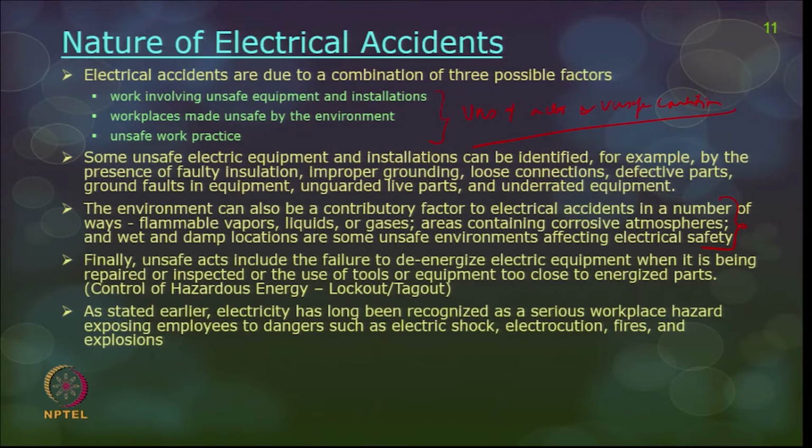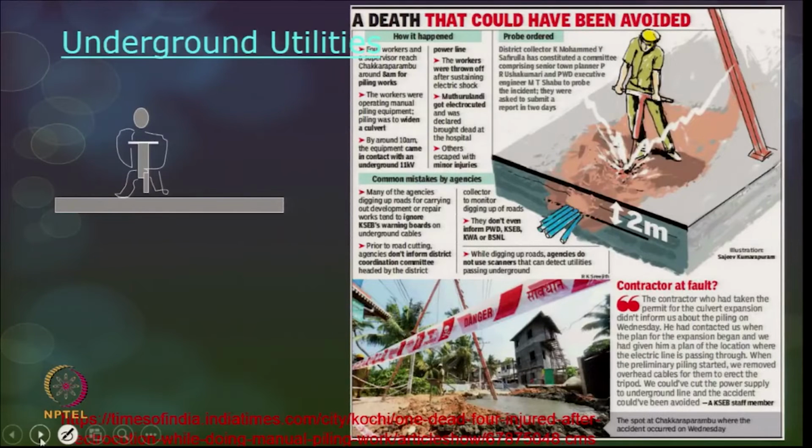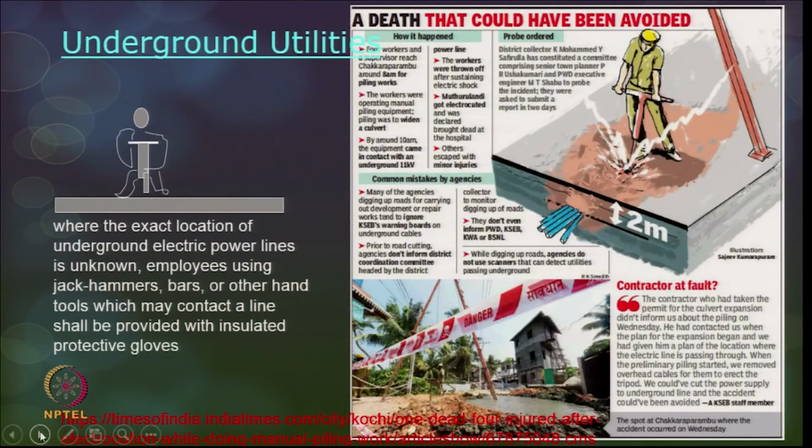Finally, unsafe acts include failure to de-energize electric equipment when it is being repaired or inspected. So, even when the circuit is on, you try to repair the equipment, or the use of tools or equipment too close to energized parts, all these can happen. Electricity has been recognized as a serious workplace hazard, exposing employees to dangers like electric shock, electrocution, fire and explosion. Now, let us start discussing each of the hazards and what the real statistics are behind them. So, this is primarily on underground utilities.